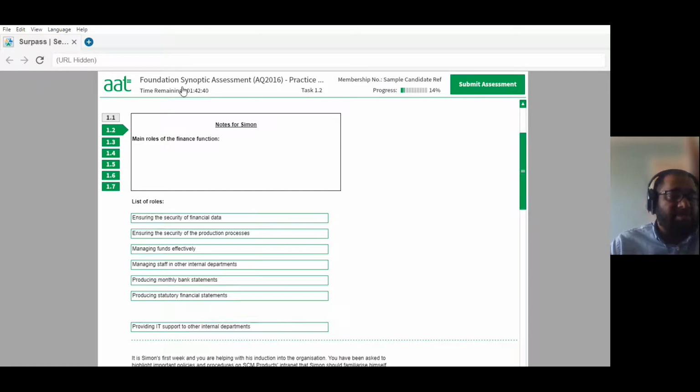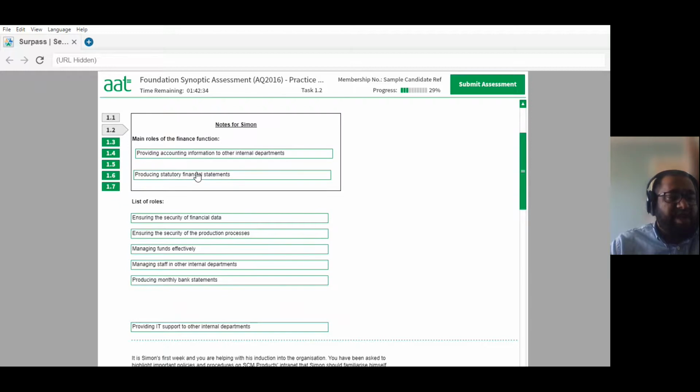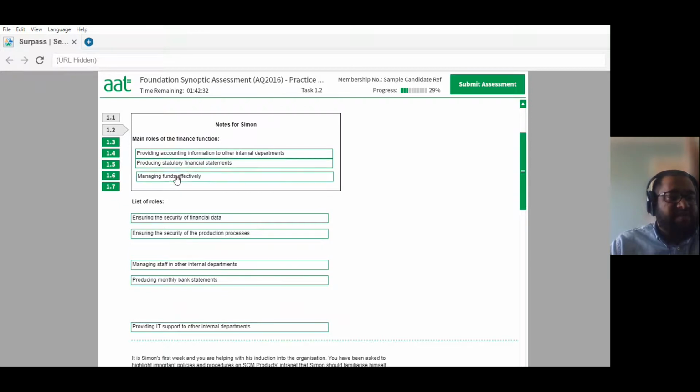So for me, the answer is going to be this: accounting information to other internal departments, statutory financial statements, managing funds effectively, ensuring the security of the finance data, because they're all important for the finance function.